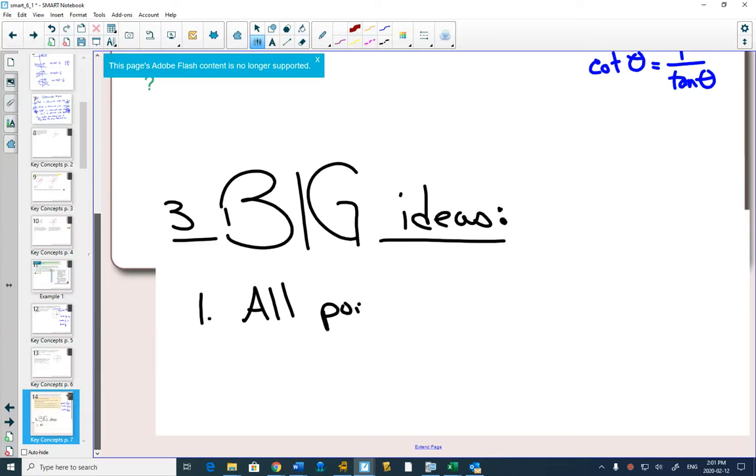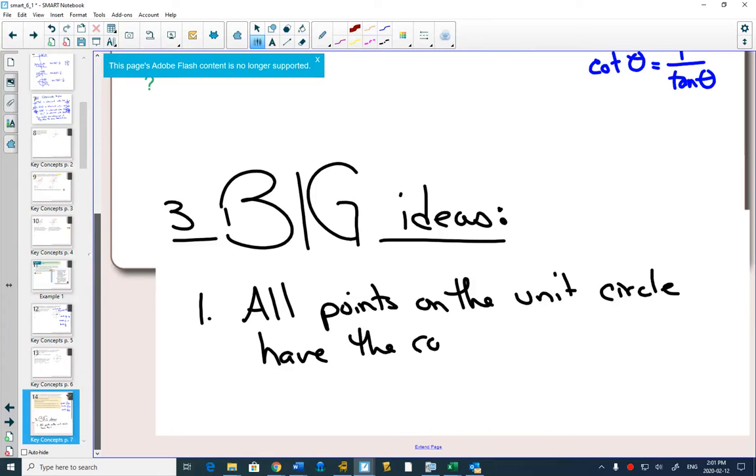All points on the unit circle have the coordinates cos theta, comma sine theta. Instead of x, you have cos. Instead of y, you have sine.